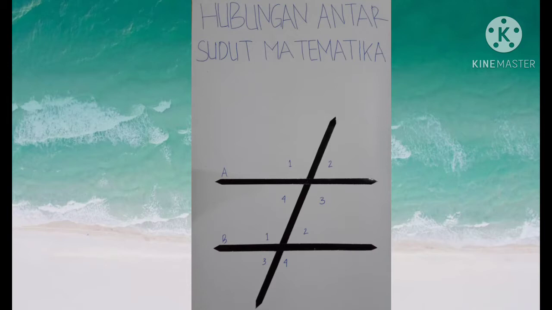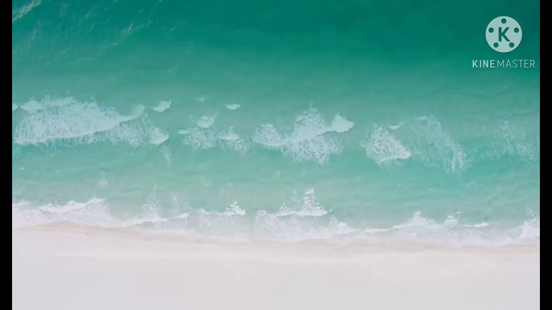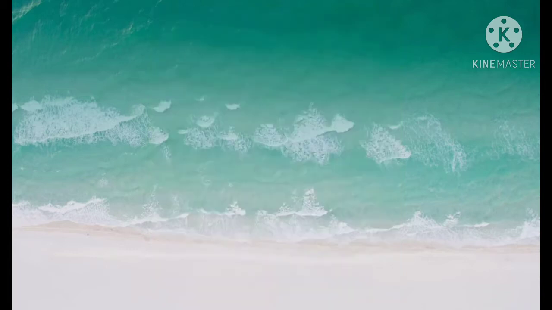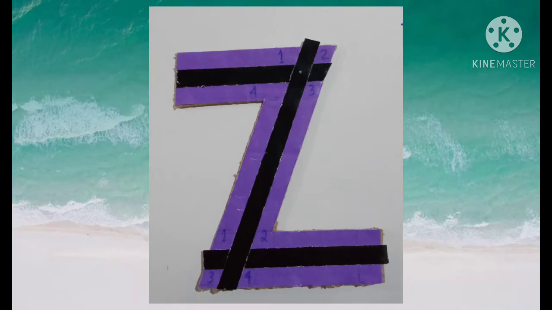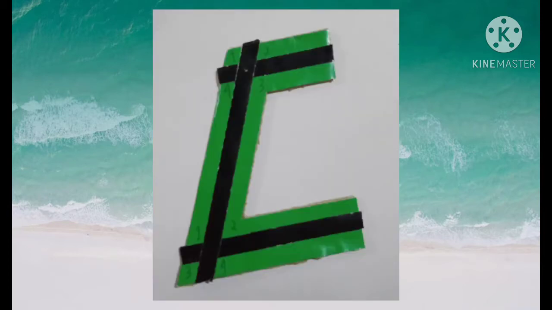A board with two parallel lines cut by another line. 2. Model X, which will be used to determine the relationship between opposing angles. 3. Model F, which will be used to determine the relationship between the angles facing. 4. Model Z, which will be used to determine the relationship between the opposite angles. 5. Model C, which will be used to prove the magnitude of the one-side angle.